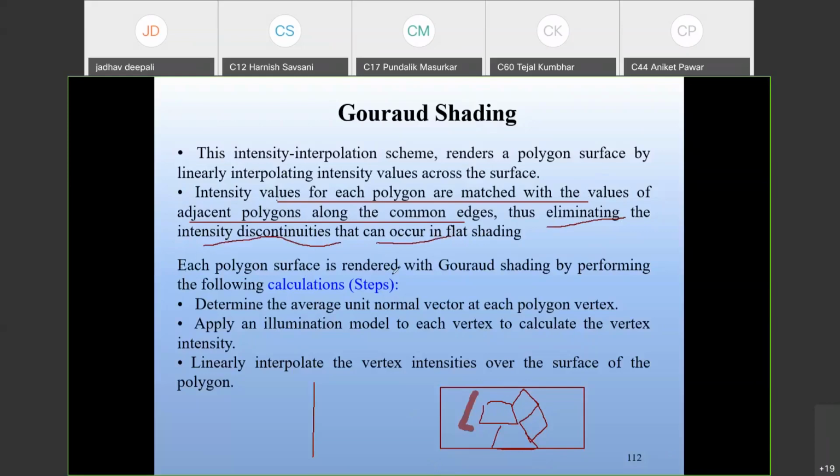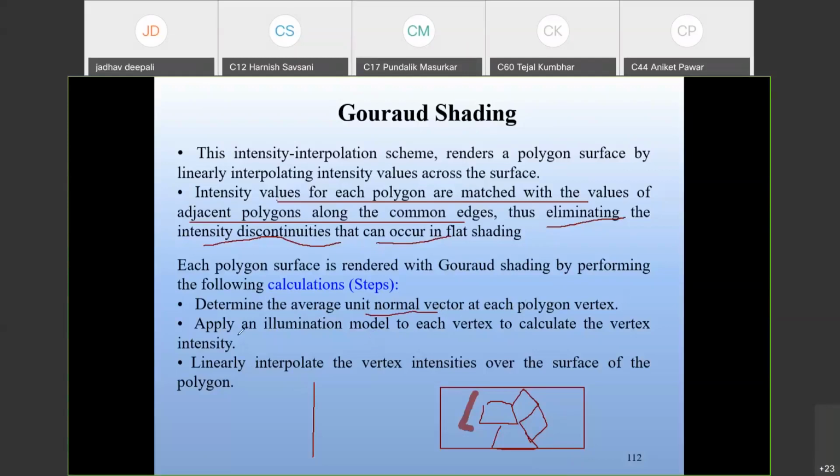Each polygon surface is rendered with Gouraud shading by performing the following three steps. First, determine the average unit normal vector at each polygon vertex. So we know that when we calculate the intensity, for the surface normal we use the value N, then we require the value L. What is that L? It is the light source. So N and L, these values are required to calculate the intensity, along with whether the ambient light is there, whether the diffuse reflection, whether the specular reflection, all these things are considered. So determine the average unit normal vector, the average value of N at each polygon vertex.